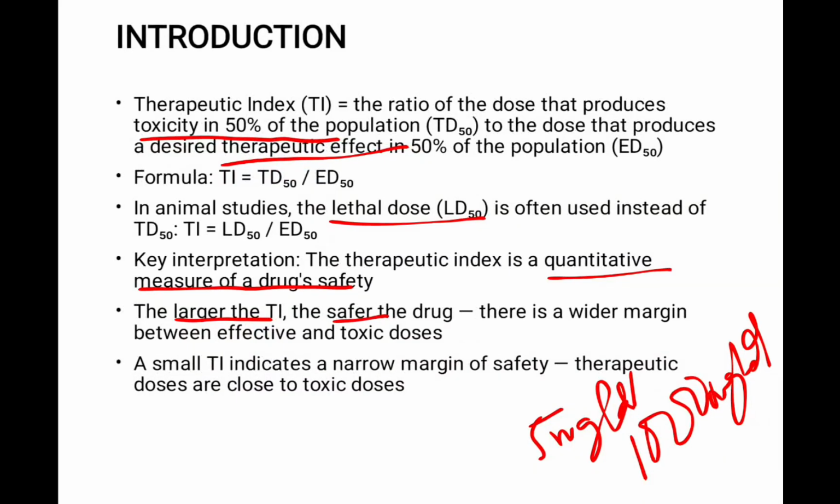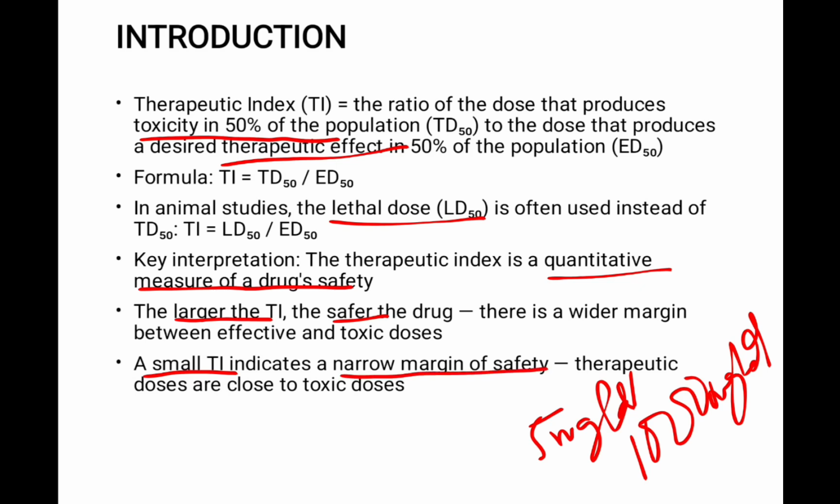That means the concentration it takes for the drug to become toxic is 1000, and the concentration it takes for the effectiveness of that drug to occur in 50% of the population is 5 milligrams. So it takes a large concentration of that drug after its effective dose has been achieved to get toxicity, while a small therapeutic index indicates a narrow margin of safety. So therapeutic doses are close to toxic dose.